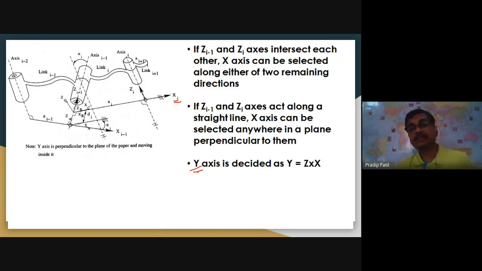Now, once we know the z-axis and we mark the x-axis, we have to find out the y-axis. The y-axis can be found by using a cross product. That is, if this is z and this is x, the direction of y can be found by using a cross product. How do we do that? Right hand rule. Suppose this is your z-axis, this is your x-axis. The direction of y is away from the observer, like this. So in this case, the direction of the y-axis, y i, will be like this. So y will be equal to z cross x.